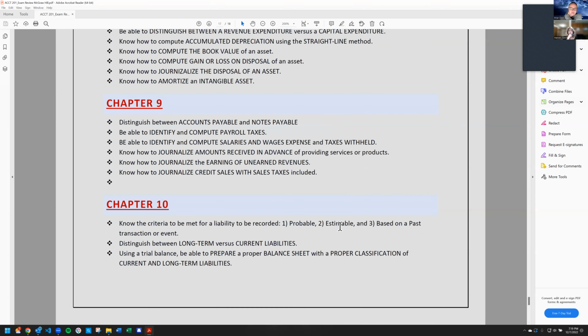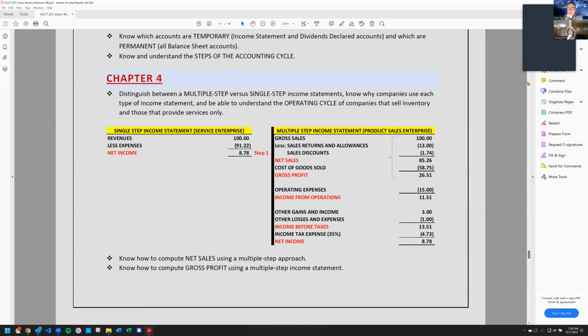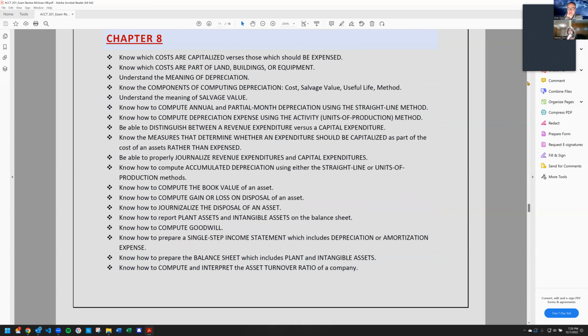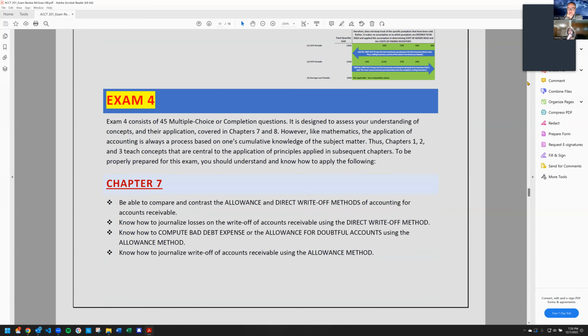Okay, so this is a summarized view of chapter 9 and 10. Where's the other part? Because that was part of the final exam. Exam 5. This must be 7, 8.